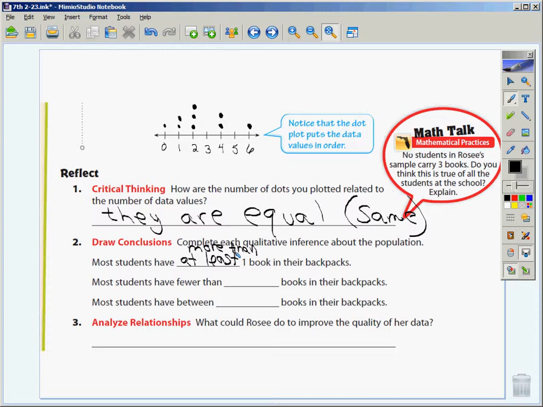Most students have fewer than how many books? I could say 3. That's more than half. 1, 2, 3, 4, 5, 6 people, right? There's 6 people here and only 3 here. Most students have fewer than what? Than 3 books.